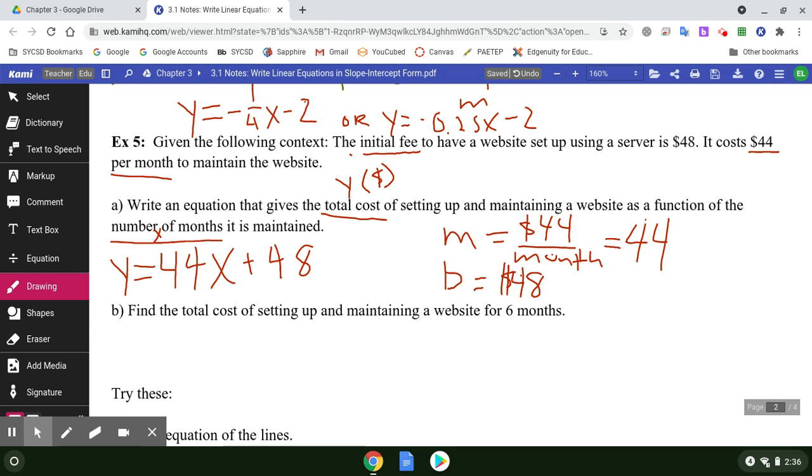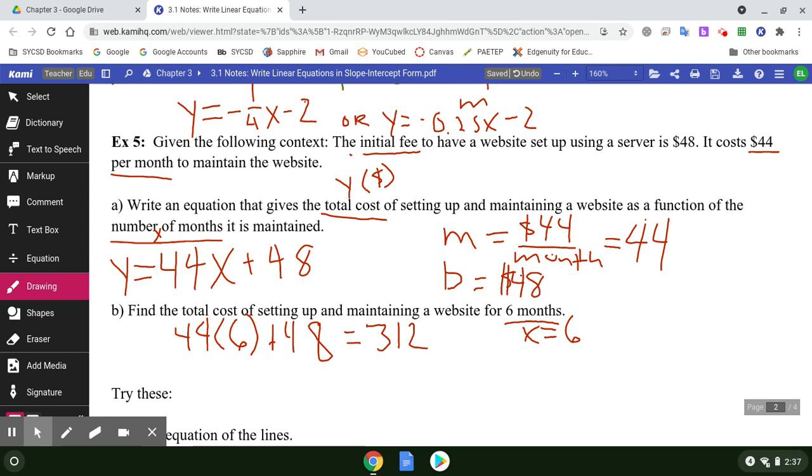To use this equation to give us actual information, we want to determine the total cost for a website for 6 months. So that means x is equal to 6. First I'm going to show you what this looks like with just our naked numbers in the equation. And that simplifies to a total of $312. But the units here are important, and it also shows you why the equation is set up the way that it is.